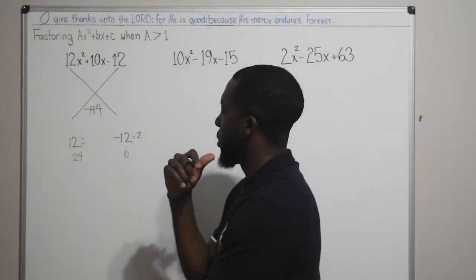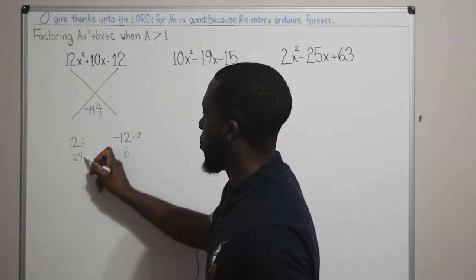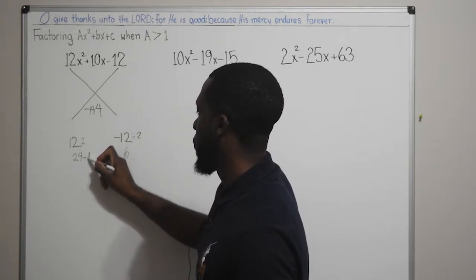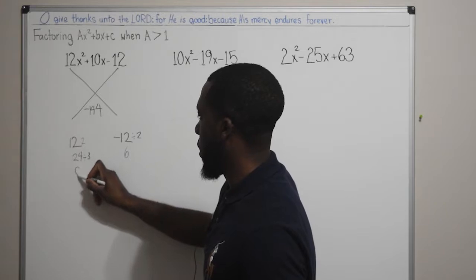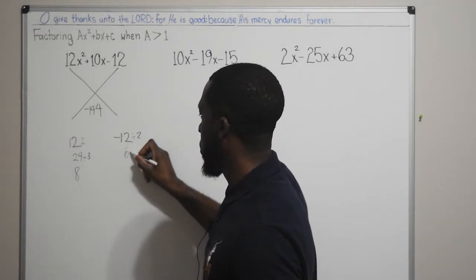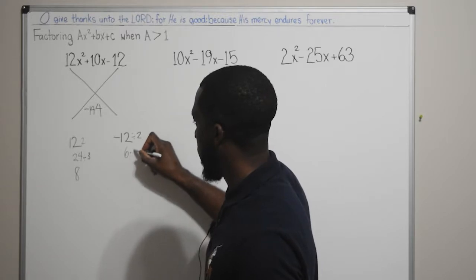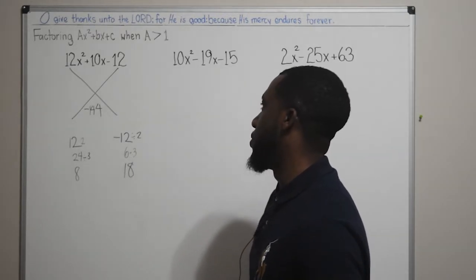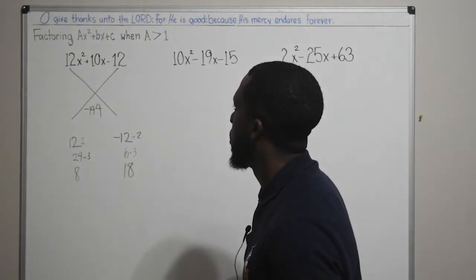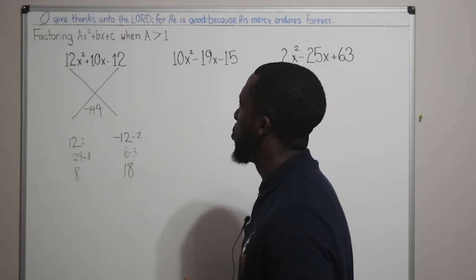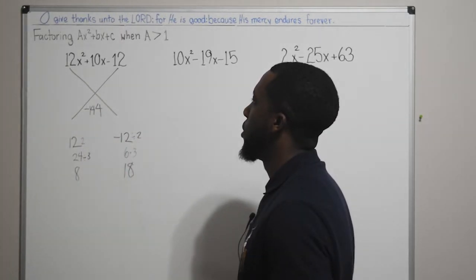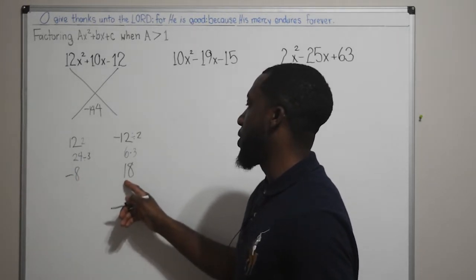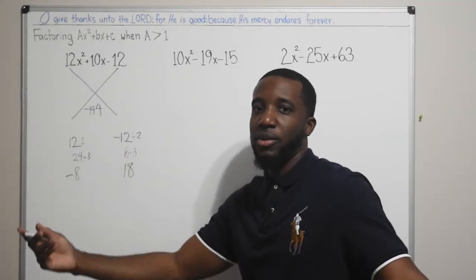With this 24, I'm going to factor out, let's say, a 3. So I'm going to get 8, and then I'm going to transfer that 3 right here and multiply it. So 6 times 3 is 18. Now we're cooking. We got a positive 10, so this is going to be negative 8. The sum of 18 and negative 8 is positive 10. You see how we did that?